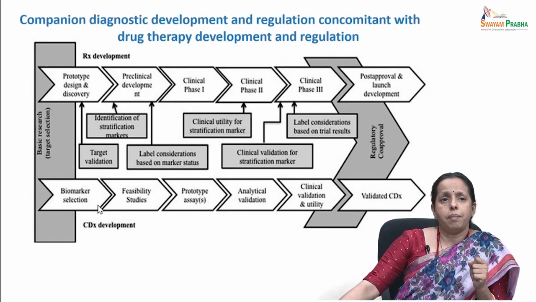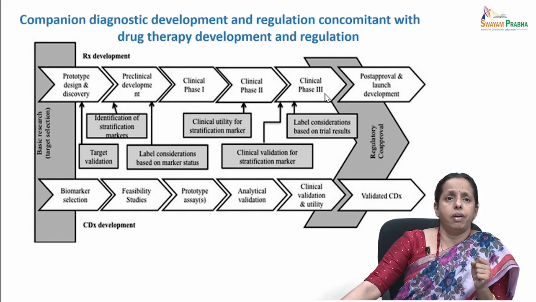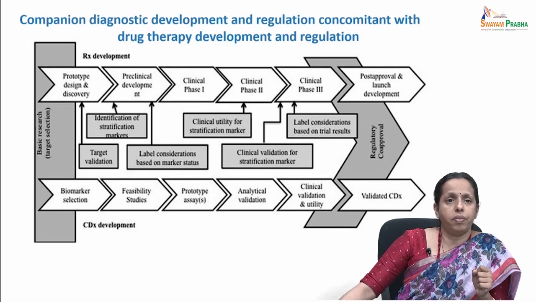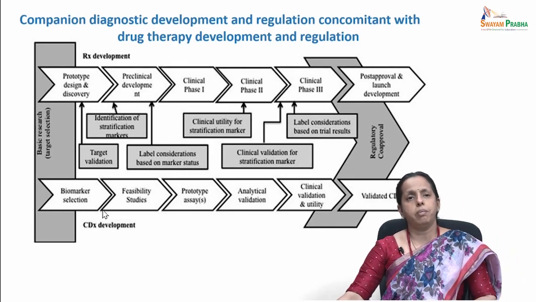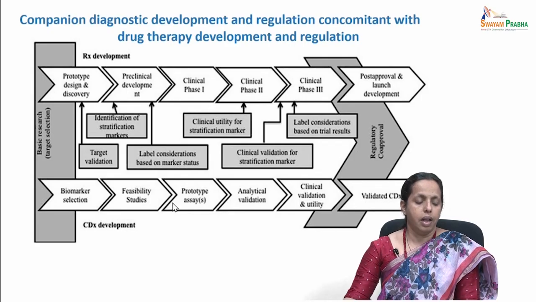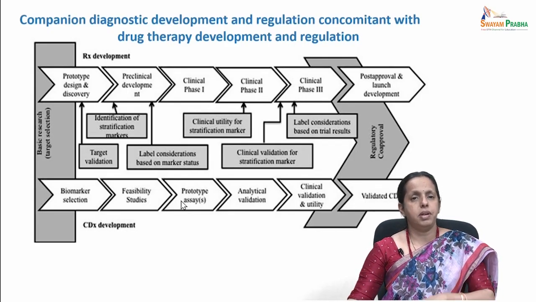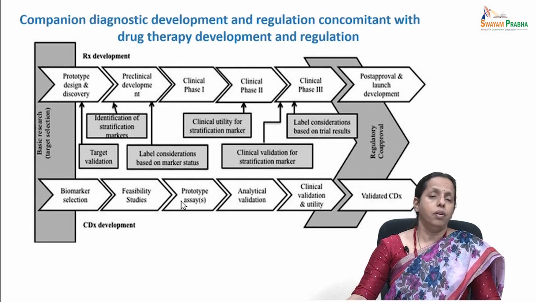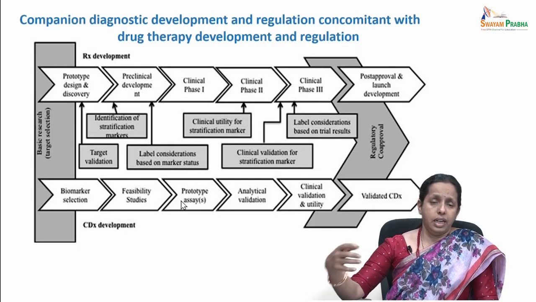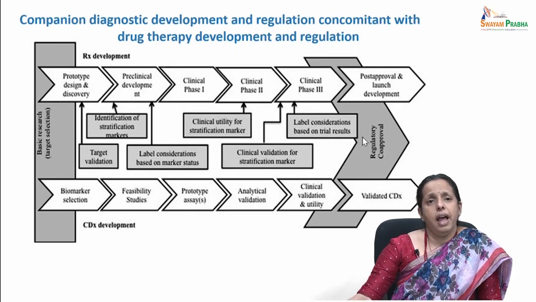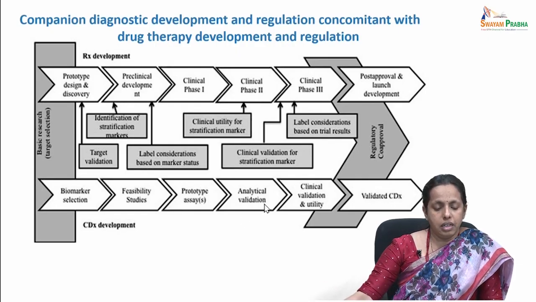Here you have your companion diagnostic development and your treatment development. Both of these go hand in hand. It's not like one is independent of the other. For the companion, you need to identify your biomarker selection. Is it feasible? Then you have to develop a prototype assay. Maybe a lateral flow assay, or saliva, or a filter paper based assay, or a DNA PCR assay or a LAMP PCR, whatever. After you develop your prototype, you have to do analytical validation, clinical validation, and then it is a validated companion biomarker.